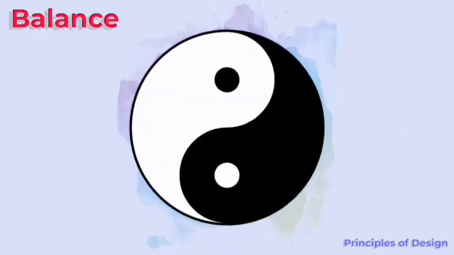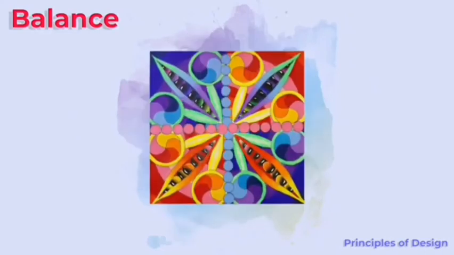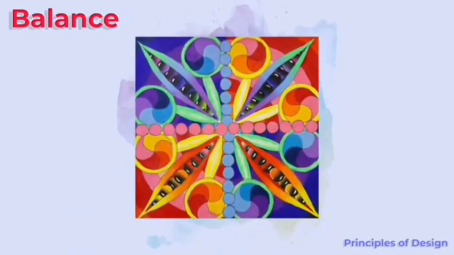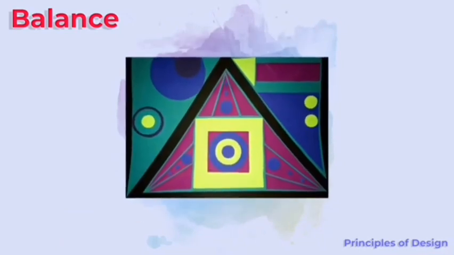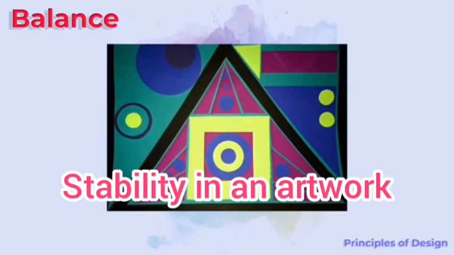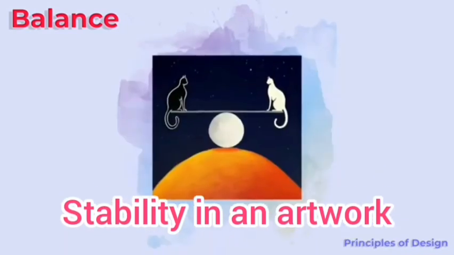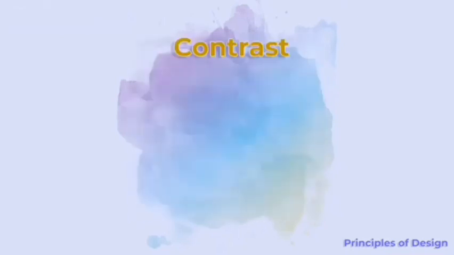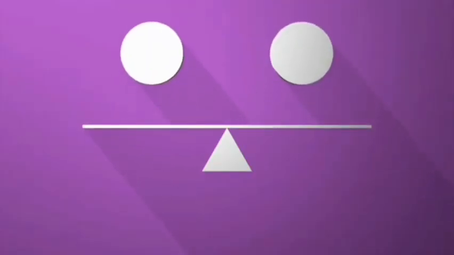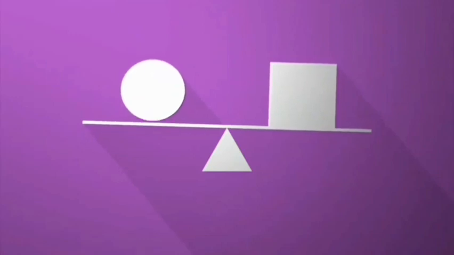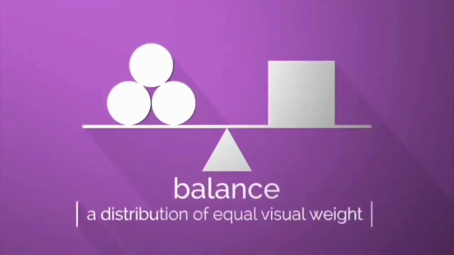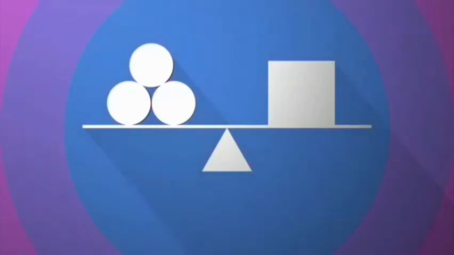The first one is balance. Balance is a principle of design that emphasizes stability in an artwork. That is, what we have at one side should exactly be what we have at the other side for that particular design to be balanced. So if what we have at one side is different from what we have at the other side, such design can be termed as not being balanced.